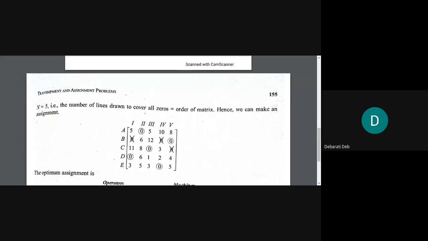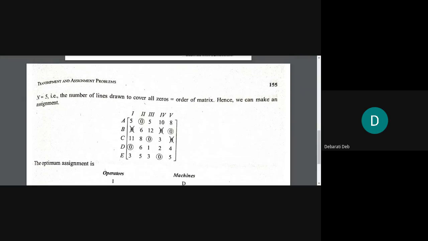and at the same time you will have to add this minimum uncovered element to the elements through which the vertical and the horizontal lines have intersected. Okay, so the element which is at the point of intersection of the horizontal and vertical lines, we will add the minimum uncovered element to those points. After doing this, again we need to draw the lines. Then we will see that there are 5 lines being drawn. So that becomes exactly equal to the order of the matrix.